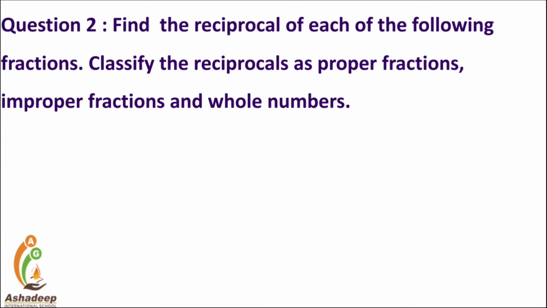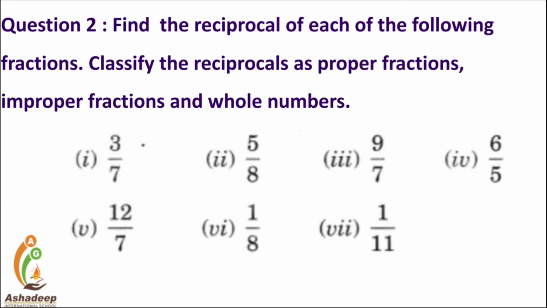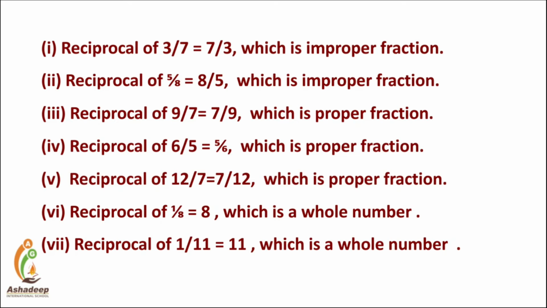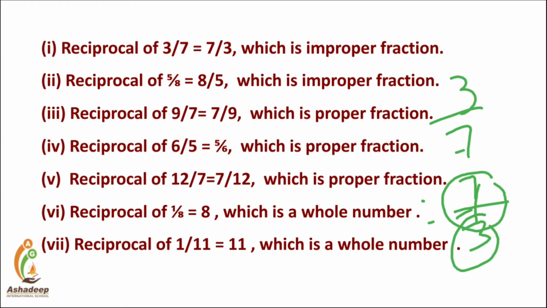Now question number 2. Find the reciprocal of each of the following fractions and classify the reciprocals as proper fractions, improper fractions and whole numbers. And you all know about proper fractions, improper fractions and whole numbers. So you can easily recognize. Let's do the solution. First, reciprocal of 3 upon 7. It will be 7 upon 3. And which kind of fraction is it? An improper fraction, because the numerator is greater than the denominator.